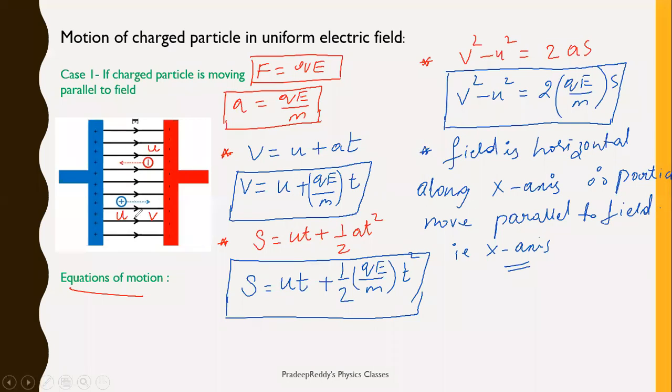If at all the particle is moving perpendicular like this, the particle is entering perpendicular to the electric field, then in such cases you will be having both x-axis and y-axis. That we will be discussing in the next coming sessions.